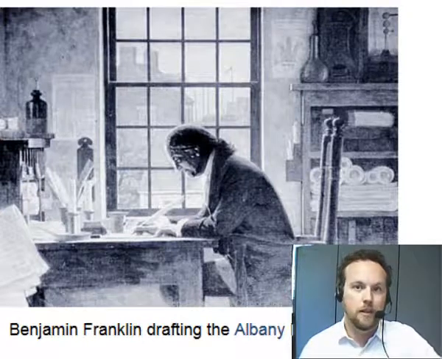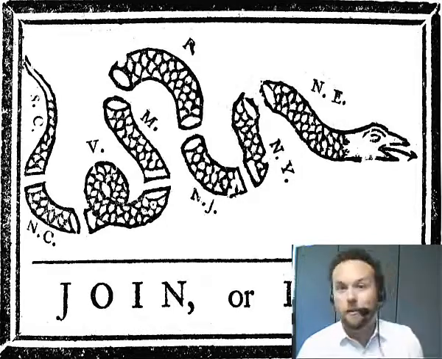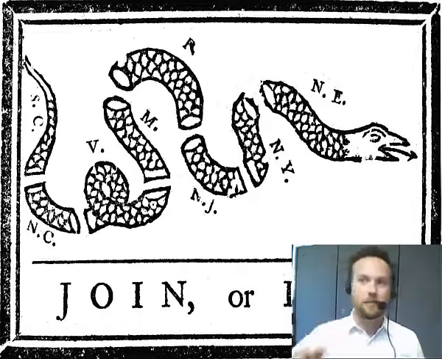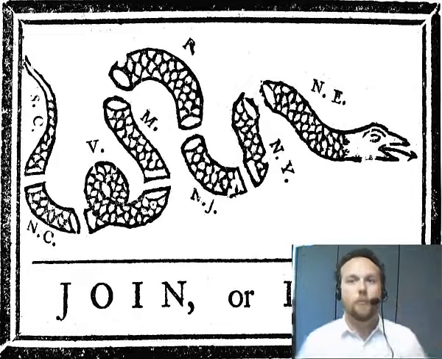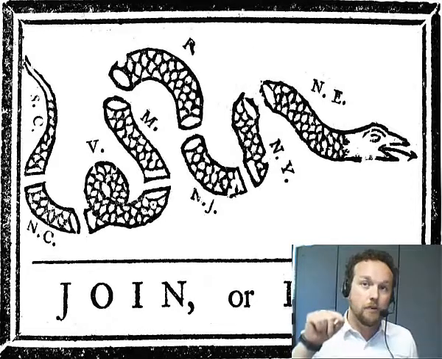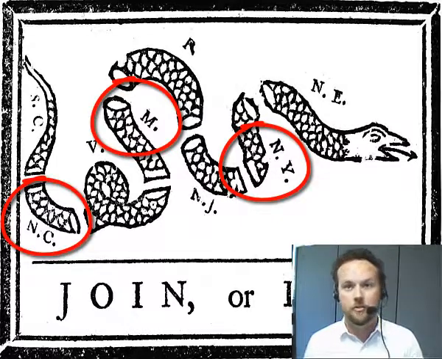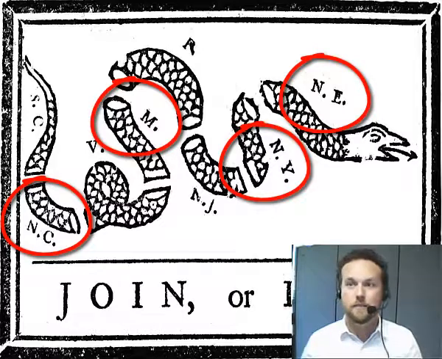And the picture that we saw earlier, here, I'm going to bring it back. This one of the chopped up snake, well, that appeared in Franklin's Pennsylvania Gazette in 1754. So he printed it in his paper, but then it was distributed throughout the colonies. And if you want to take a look, notice that each piece of the snake represents one colony, with the head kind of representing all of New England.